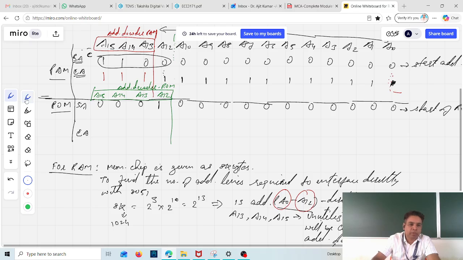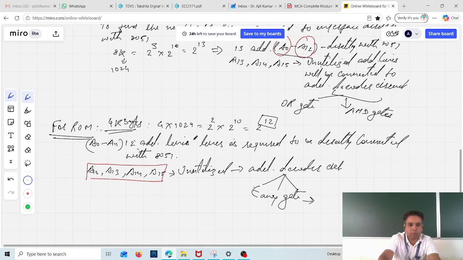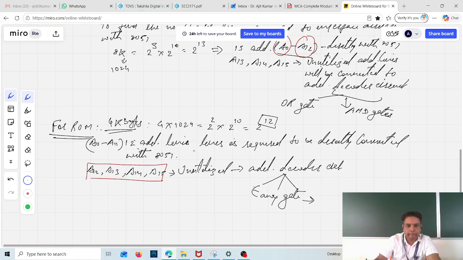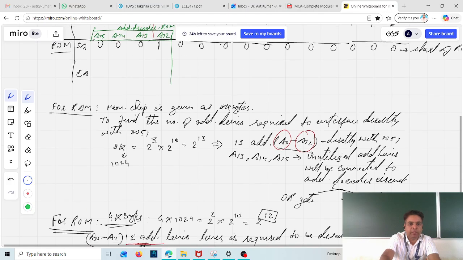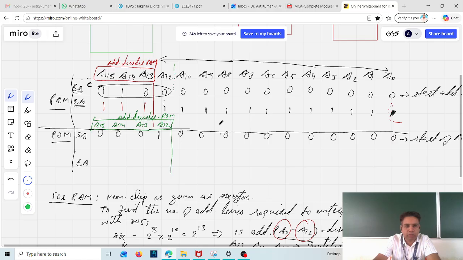Similarly, come to the ROM. In the ROM, again, where the segregation happens, A0 to A10 are directly connected. We have seen here for the ROM that 12 address lines are required to be directly connected with the 8051, that is A0 to A11. One thing I missed here: counting 0, 1, 2, 3, 4, 5, 6, 7, 8, 9, 10, one bit I missed, that is A11.